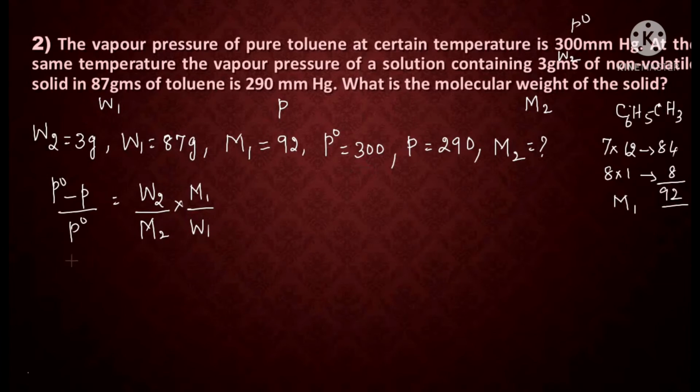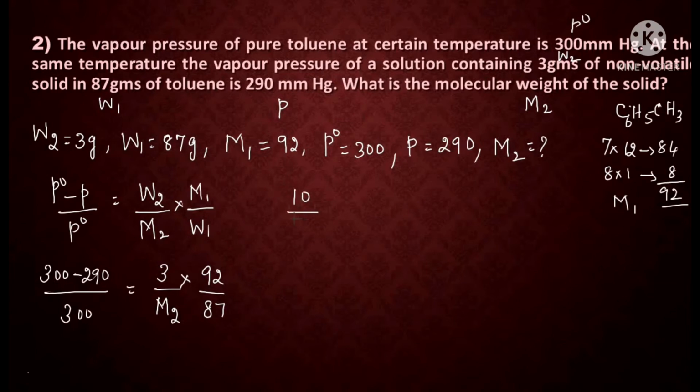What is P0 minus P? P0 is 300 minus 290 divided by P0 value, it is 300. Okay, is equal to, what is W2? 3 divided by M2 we want to calculate, then M1 is 92 divided by 87. Is it not? W1 is 87. Now we can simplify this. So 300 minus 290 is 10 divided by 300 is equal to 276 divided by M2 into 87, and we are in need of M2, is it not?